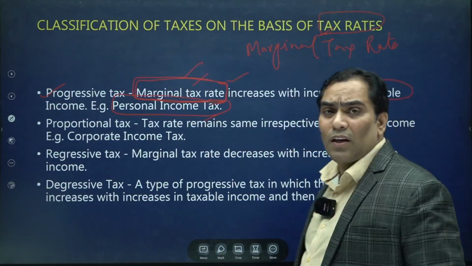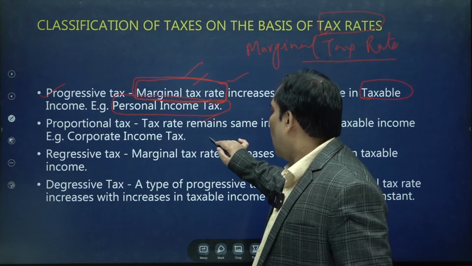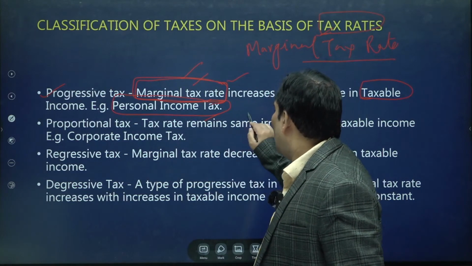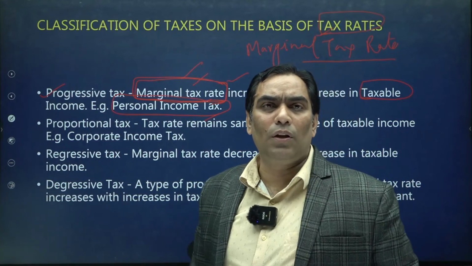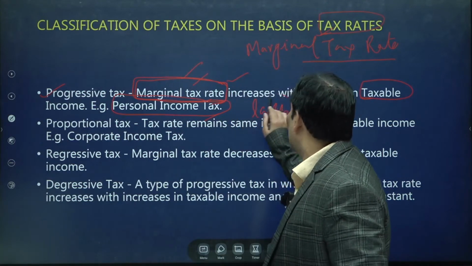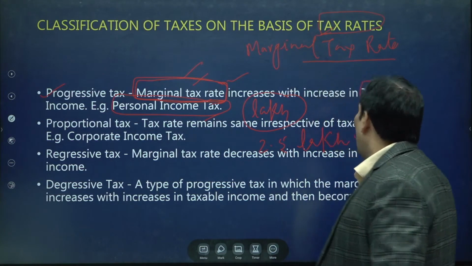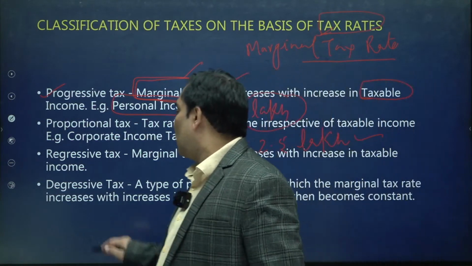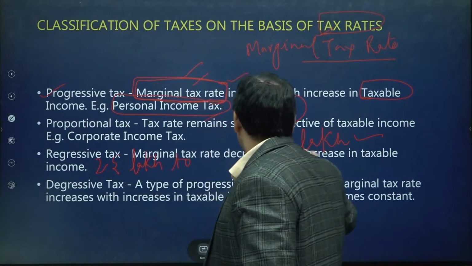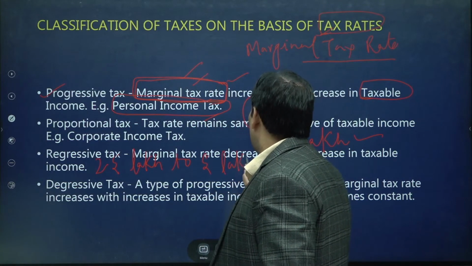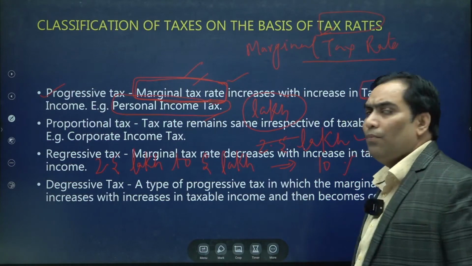Now we will try to understand with an example what the meaning of marginal tax rate is. We are taking a hypothetical situation, don't worry. Income tax is levied on the basis of tax slabs. Suppose up to 2.5 lakh, nobody has to pay any tax, that is known as tax exemption. From 2.5 lakh to 5 lakh, this is hypothetical, suppose the people have to pay taxes at the rate of 10%.